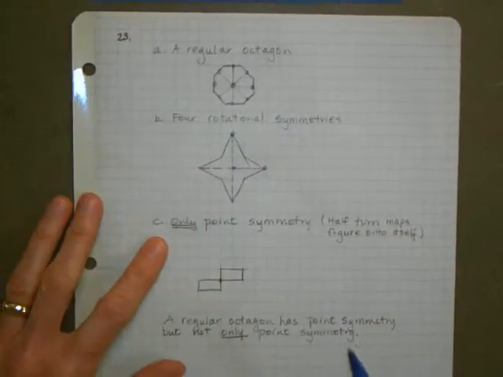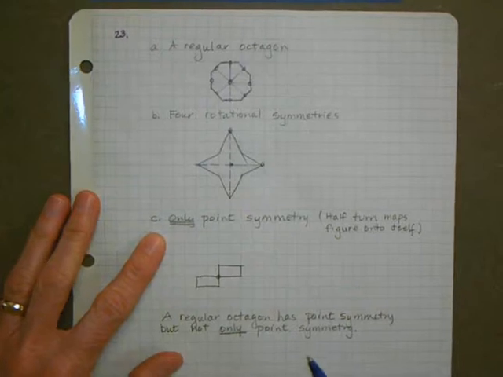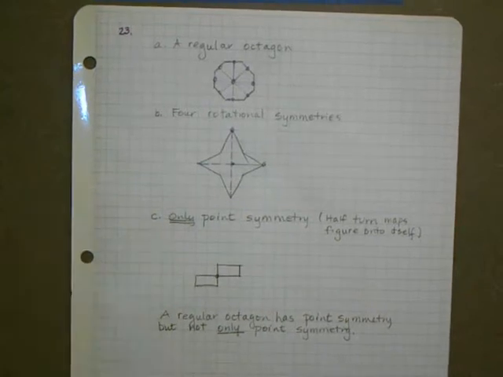Part C says you want an octagon with only point symmetry. Now, point symmetry is basically the idea of a half turn, okay? The definition in the book for point symmetry says that for each figure there is a symmetry point O, say, such that a half turn about O maps the figure onto itself. So when you're looking at point symmetry, you're looking for half turns.